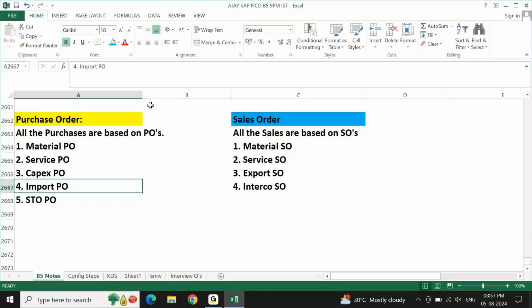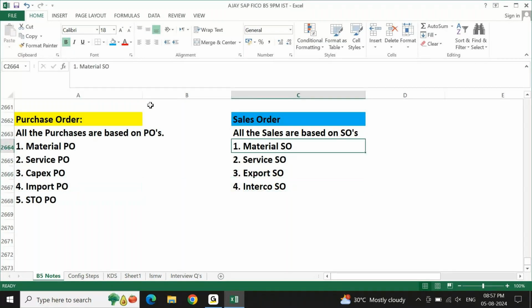When you're talking about material SO, you may be selling material. Services sales order means you may be selling services. Export sales order, maybe you are selling to somebody who is in another country. Intercompany sales order means you may be selling to another fellow subsidiary company or another affiliated company.